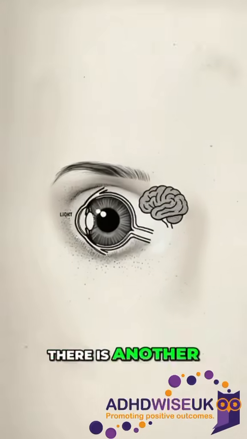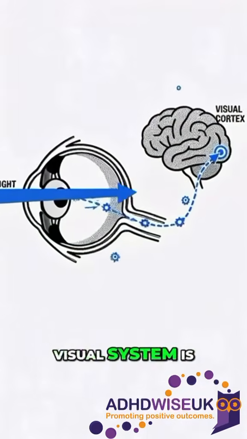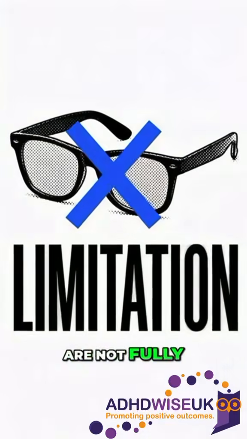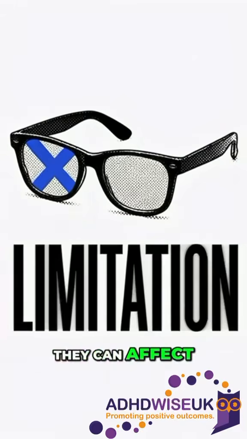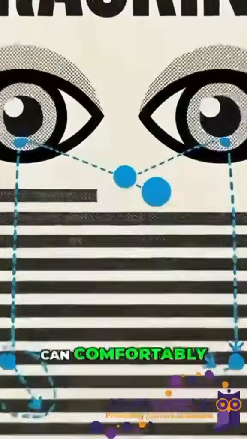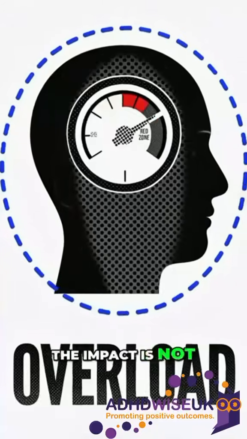view. There is another layer that is less frequently explored, not eyesight as such, but how the visual system is functioning during real-world tasks. There are visual differences that are not fully corrected by glasses. They can affect how the eyes work together, how they track across text, and how long they can comfortably sustain focus. When that system is under strain, the impact is not always visible.